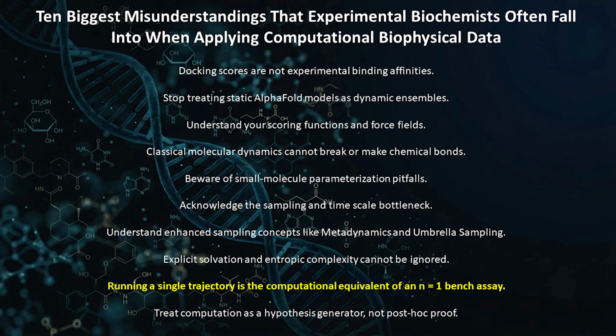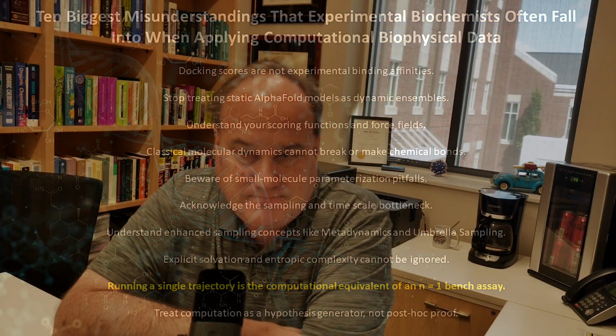And so tip number 9: running a single trajectory is the computational equivalent of an n=1 bench assay. Molecular dynamics simulations are deterministic but inherently chaotic systems. Infinitesimal changes in the initial random velocities assigned to the atoms at the start of a run can cause identical starting structures to diverge down entirely different, distinct conformational pathways over time.